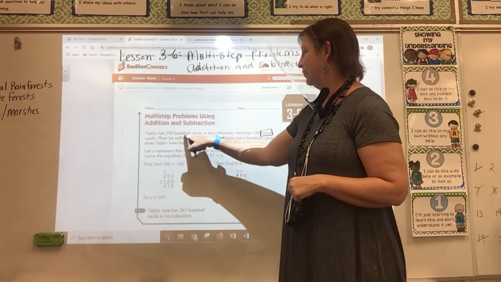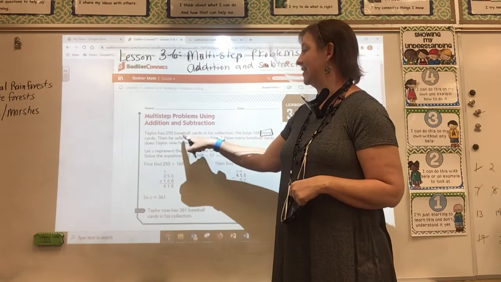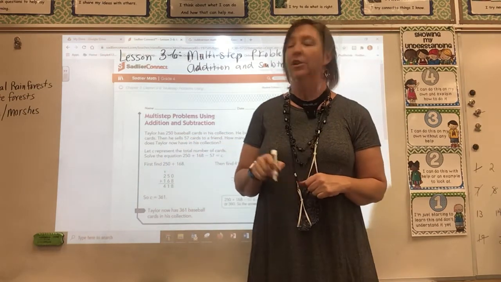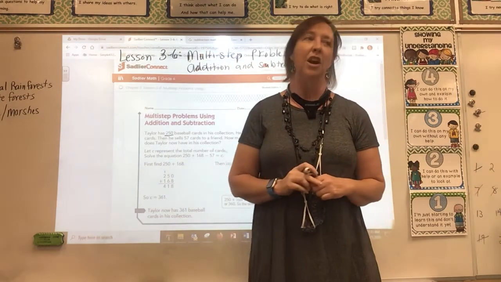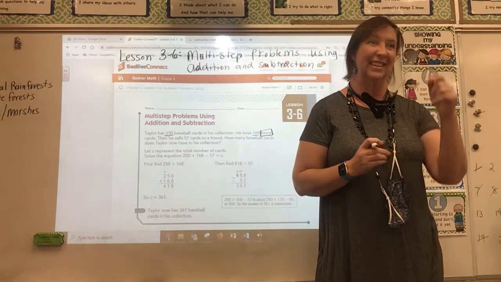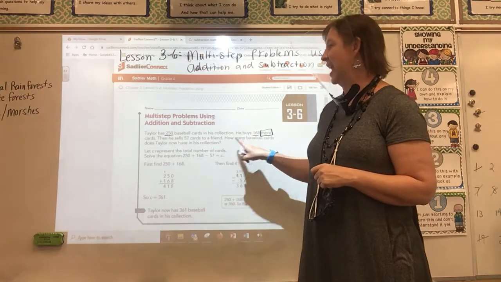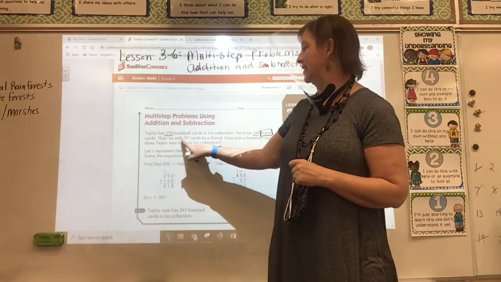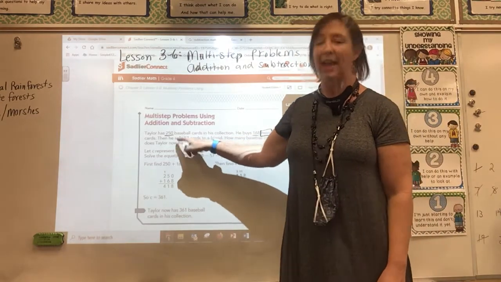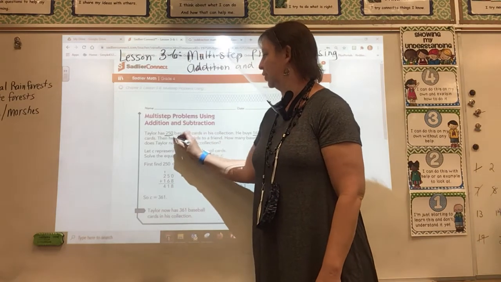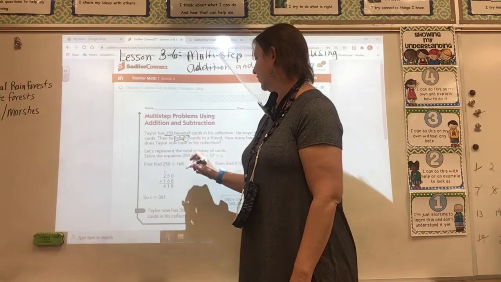So Taylor has 250 baseball cards in his collection. He buys 168 more cards. Then he sells 57 cards to a friend. So we started with 250. He buys 168 more. What am I going to do first? Yes, you're going to add 250 plus 168. Very good. And then the next sentence says, then he sells 57 cards to a friend. If he sells, that's my math action word that tells me I'm going to what? Subtract. Very good. So he's going to subtract 57.